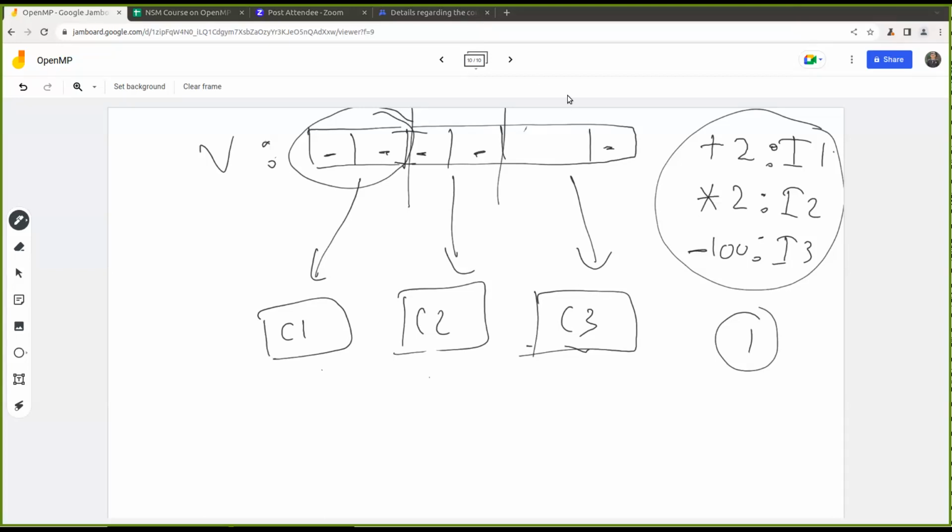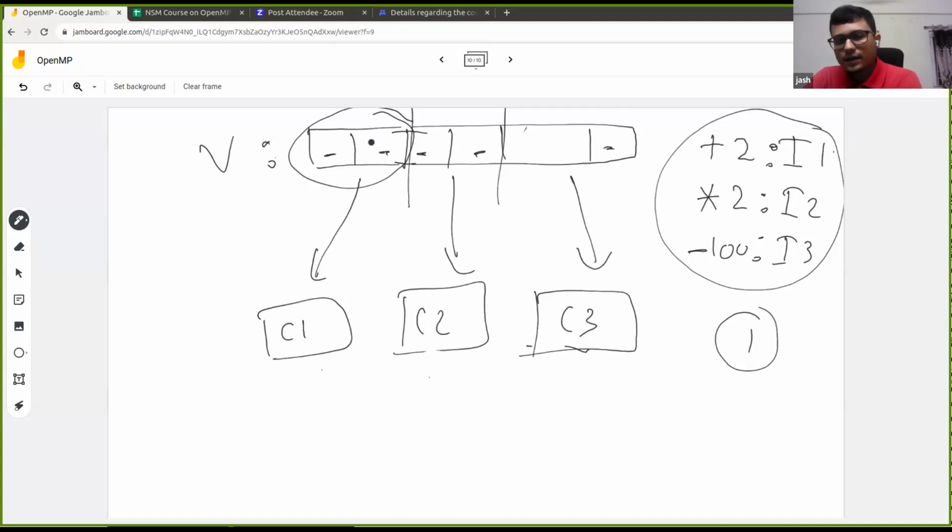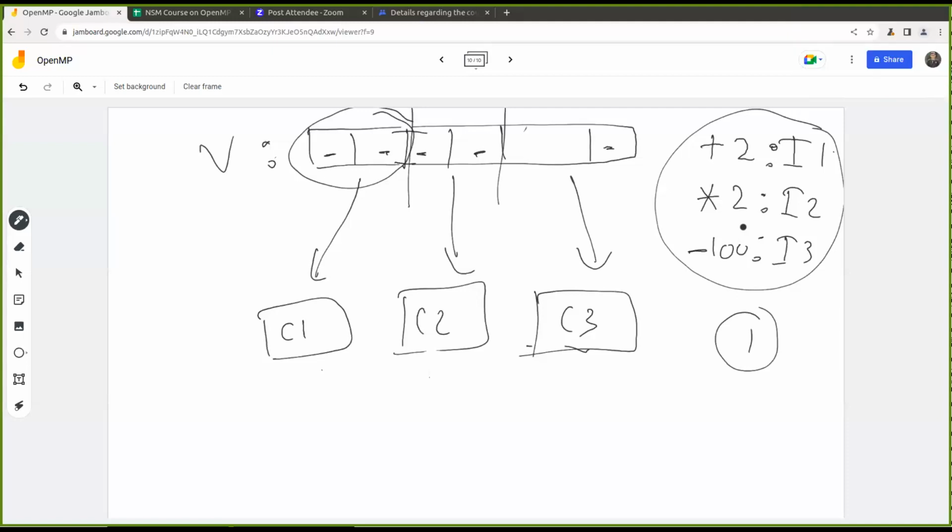Can you please summarize the last part again? Yeah, so I was saying that there are two ways in which you can partition the work: one is based on the instructions and second is based on the data. Based on data, you can divide your data, which in this case is the vector, and on a particular set of cells in this vector, each core will perform all these three instructions. So I hope I answered your question.